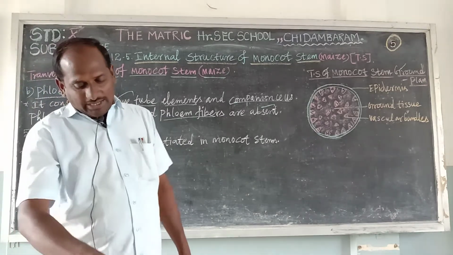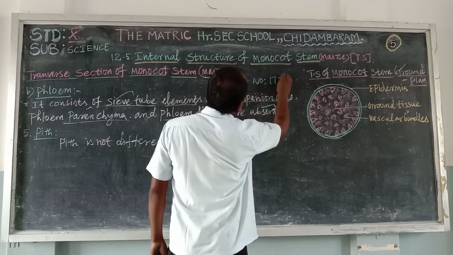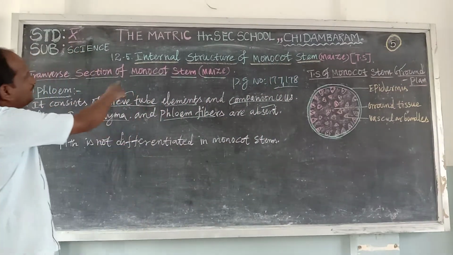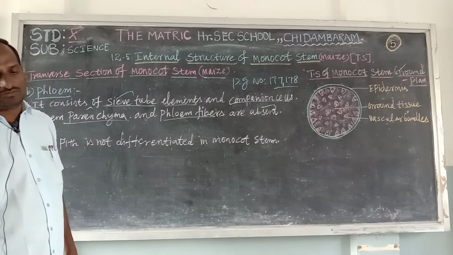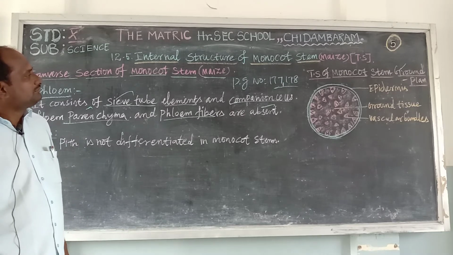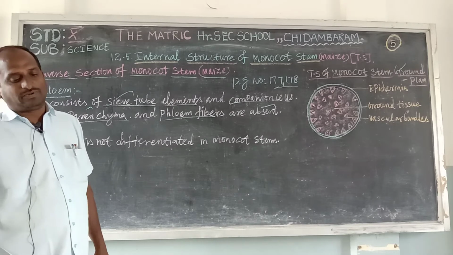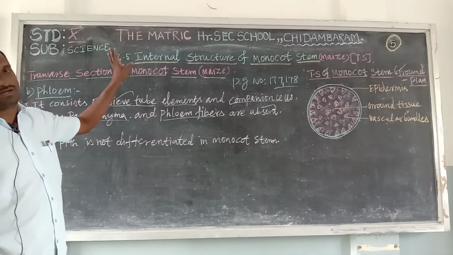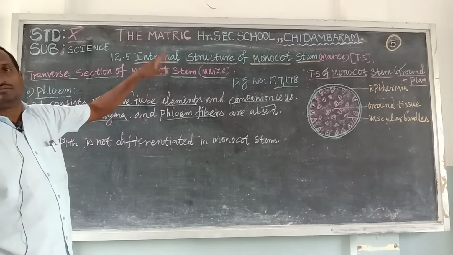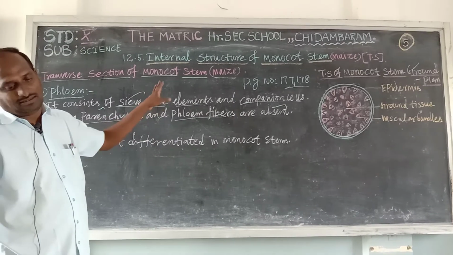Next, page numbers 177 and 178, the transverse section of the monocot stem. Next, the differences between the dicot and monocot stem. There is a table, so read the table well. In the next class, the difference between monocot and dicot stem will be covered. Maximum of the transverse sections are completed in this lesson: dicot root, monocot root, dicot stem, and last, monocot stem. It's very important.